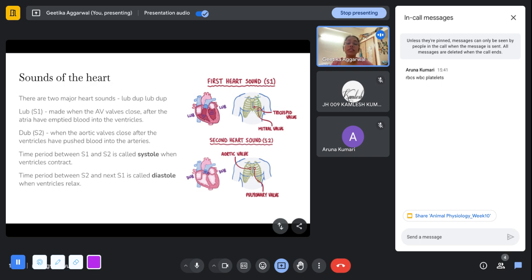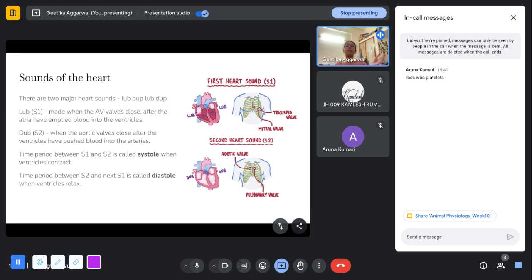Dub is the sound, or the S2. This is heard when the aortic valves close off. When these valves that open into the arteries close off together when the ventricles have emptied blood into the arteries, that is the dub sound. And the time period between S1 and S2, that is between one lub and the dub, is called the systole. That is when the ventricles contract, and this is shorter than the time period between S2 and the next S1.